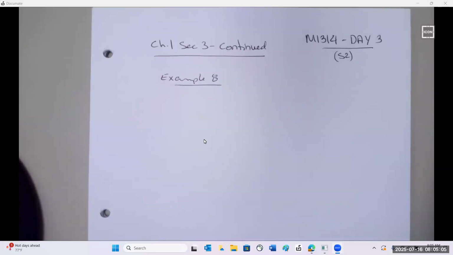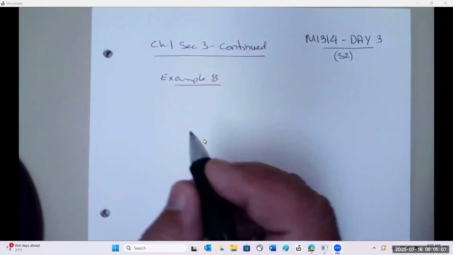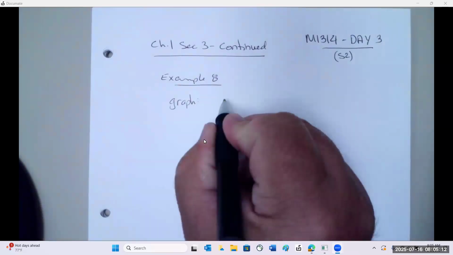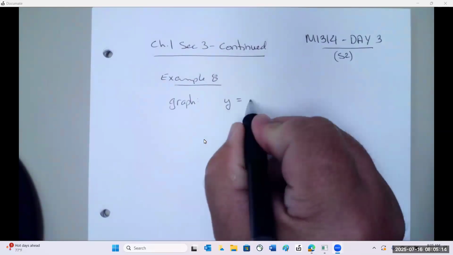All right, we're going to continue from where we left off yesterday. Example 8. Graph this function.